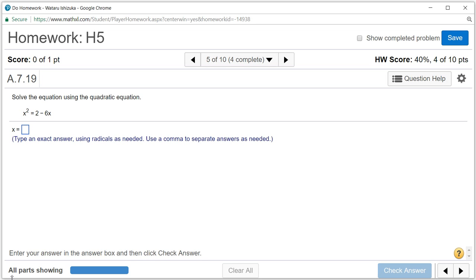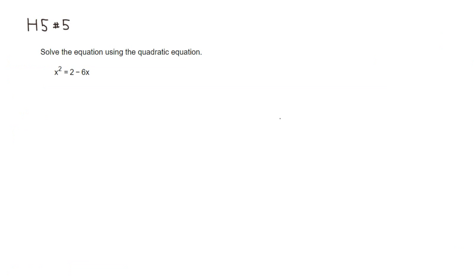Alright, let's look at homework 5, problem number 5. Let's solve the quadratic equation here. First, I'm going to put all the terms on the left-hand side. So I'm going to add 6x and subtract 2. So you get x squared plus 6x minus 2, and there's going to be 0 on the other side.